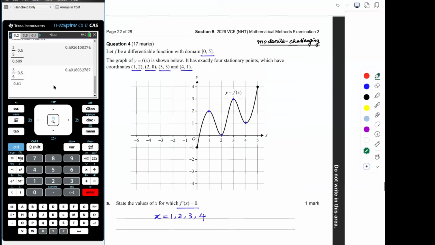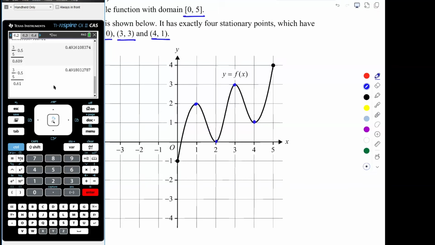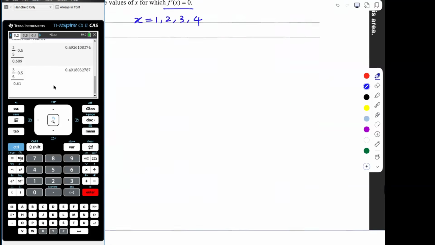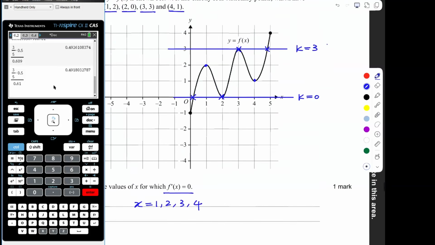So in order to have 2 solutions, you get a horizontal line here to strike through the curve twice, or you can have a horizontal line here to strike through the curve twice. Therefore, your k is equal to 0 or k equals 3, okay? For 2 solutions, 2 intersections, 2 solutions.